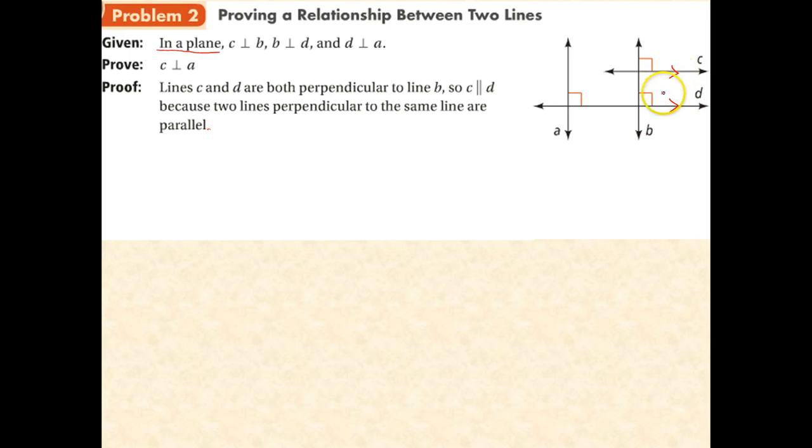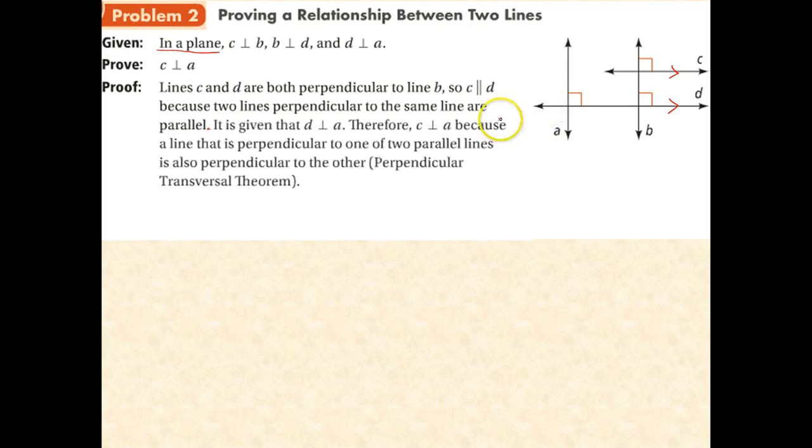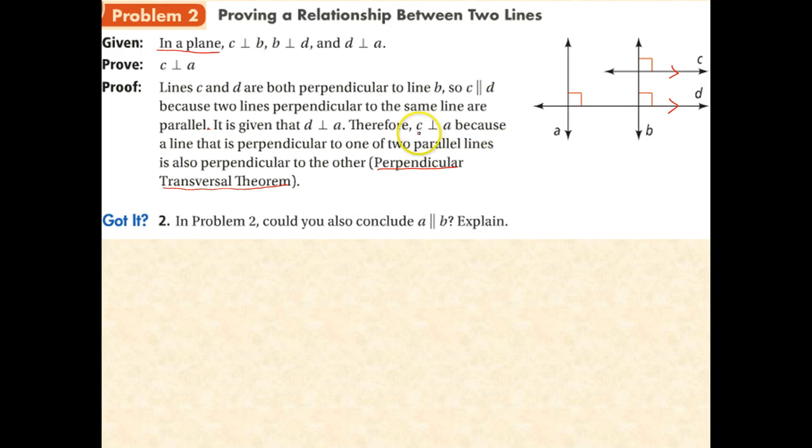Okay, so now we've got two parallel lines here. And then we've got a line, A, that is perpendicular to one of them. It's given that D is perpendicular to A. Therefore, C is perpendicular to A by the perpendicular transversal theorem, that if a line is perpendicular to one of two parallel lines, then it is perpendicular to both of them. So we just proved that C is perpendicular to A.